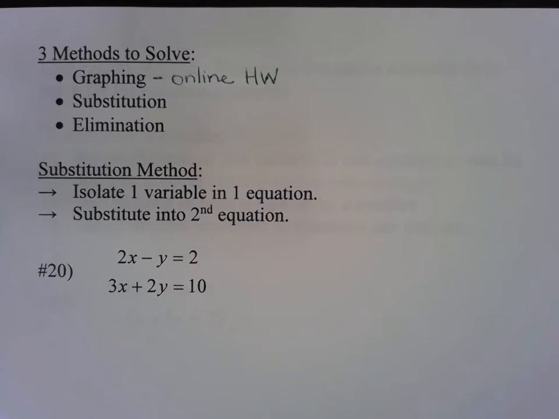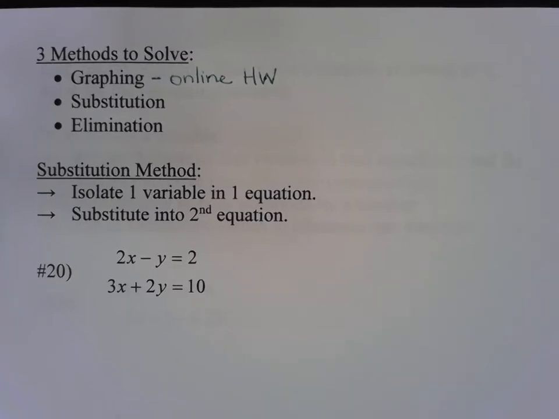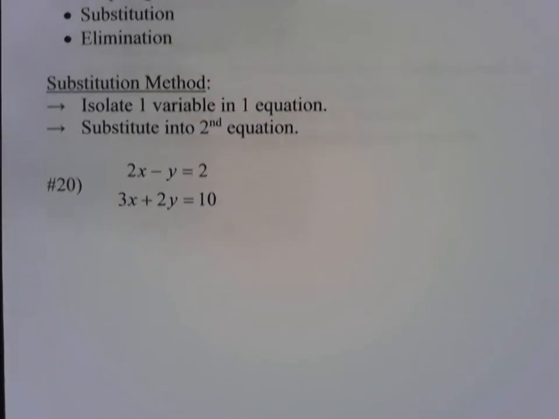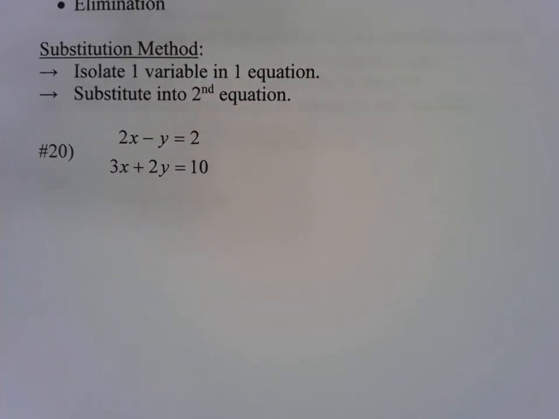So I'm going to spend my time going over the other two, which are substitution and elimination. So let's start with substitution. The idea behind substitution is that we're going to take one of the equations and isolate one of the variables. So I'm going to choose a variable to isolate, either x or y, and I'm going to rearrange the equation and get that variable by itself. And then I'm going to substitute for that variable in the second equation.